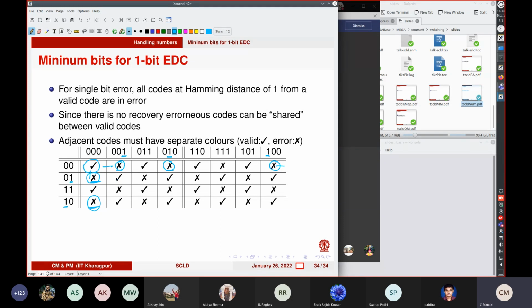So now you can pick up another code. You can pick up another code. So this is another code. So like that, what you find is that 50%. Just a minute.